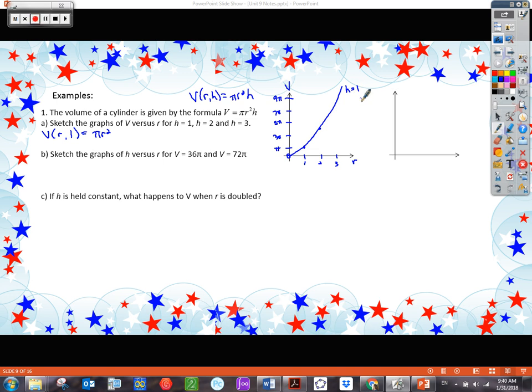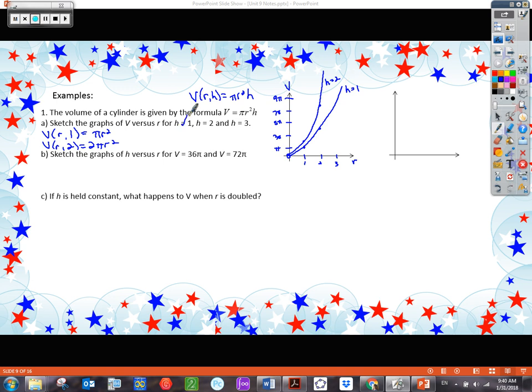Okay. So now let's make the h 2. So I'd have 2 pi r squared. And let's graph that. When r is 1, 1 squared is 1, 1 times 2 pi is 2 pi. That would put my volume at 2 pi. When r is 2, 4 times 2 is 8, that would put me at 8 pi. And when r is 3, that would be 9 times 2 or 18, that would put me way up here. So this would be our curve for h equals 2. Okay, are we okay so far?